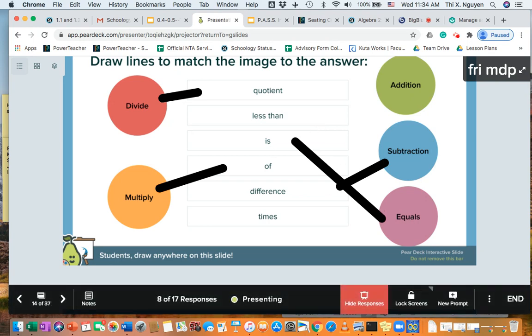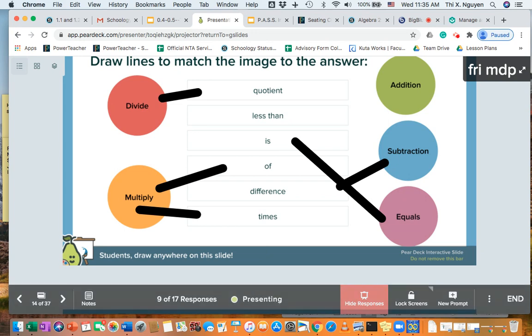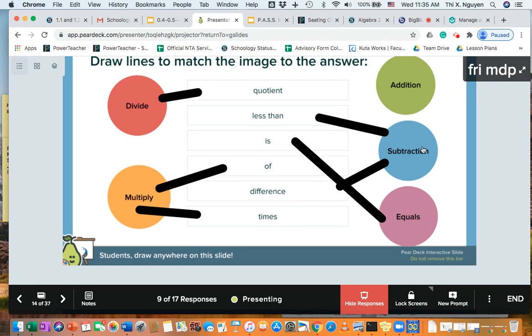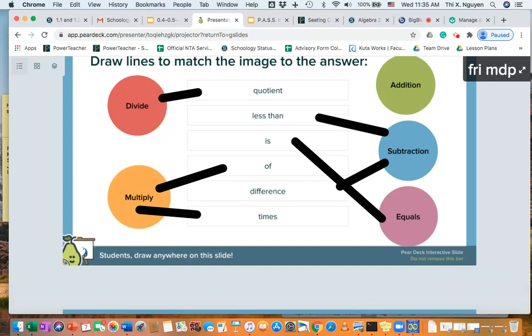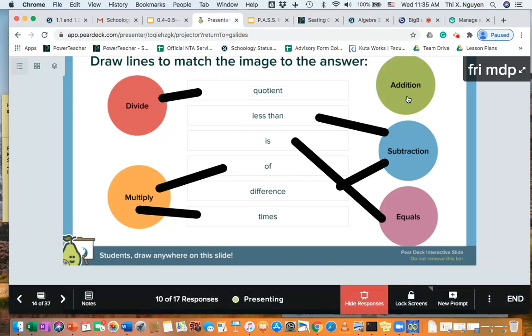Equal is, okay, good. Multiply, also another word we can use is times, that's good. Subtraction is difference. Less than, yes, less than also means subtraction, quotient. Okay. For addition, it doesn't list a word here, but for addition, we can see like the sum, the total of something. Okay, so that's good. Thank you.